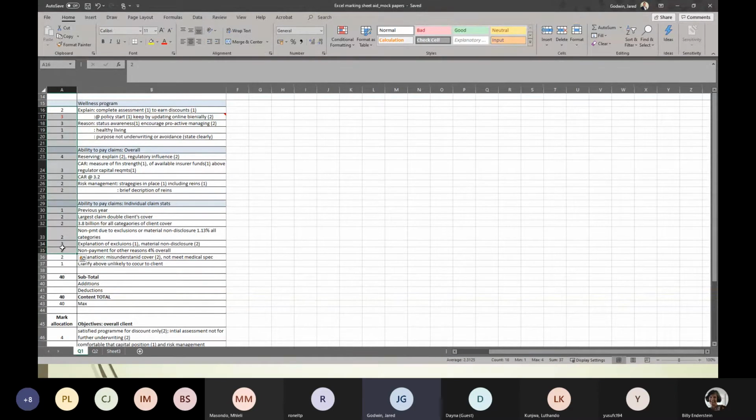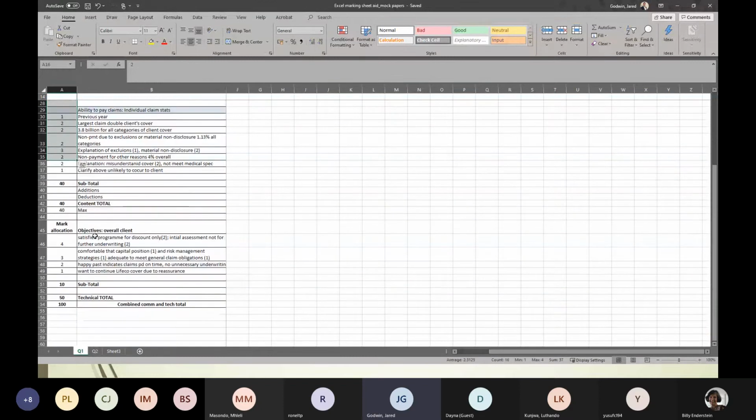I don't know if this one added up. Okay, this was 40, but normally there are about 44 or 45 marks available just for this. And so we go through all of this. And then you get your marks, with the student numbers at the top.